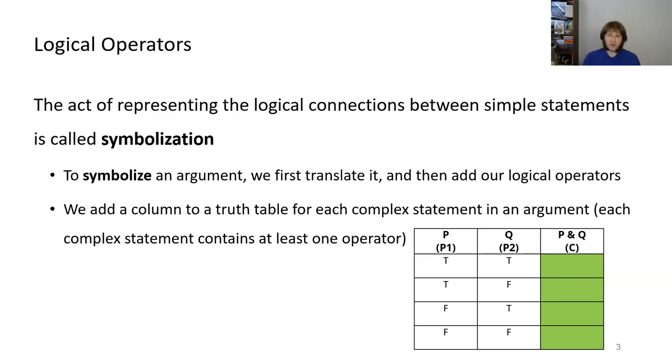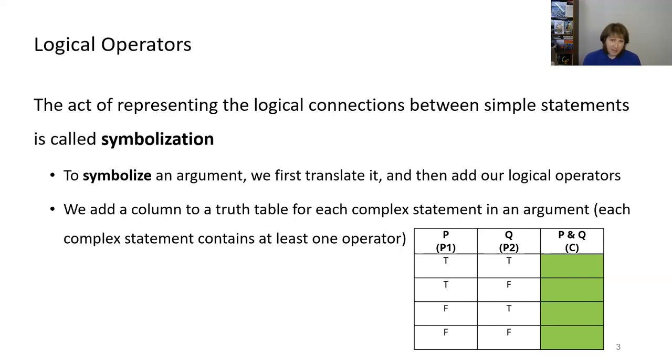We've got P: true, true, false, false. We've got Q: true, false, which gives us the 4 possible combinations of truth and falsity between P and Q. So now the outstanding question is, how do we fill in that third column? How do we fill in the third column?